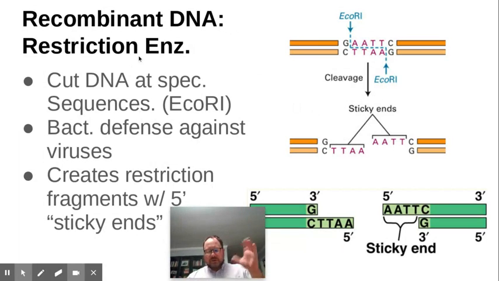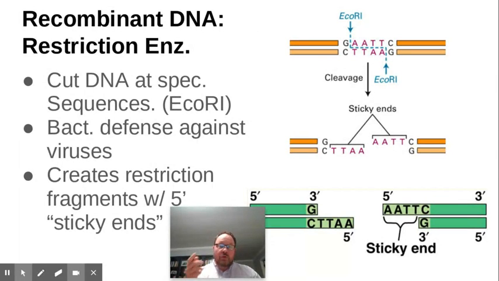They're also called restriction endonucleases. Either way, it's talking about the same thing. And again, in the animation, they mentioned enzymes are really particular. So in the case of EcoR1, it looks for a specific sequence of DNA and then it cuts it.